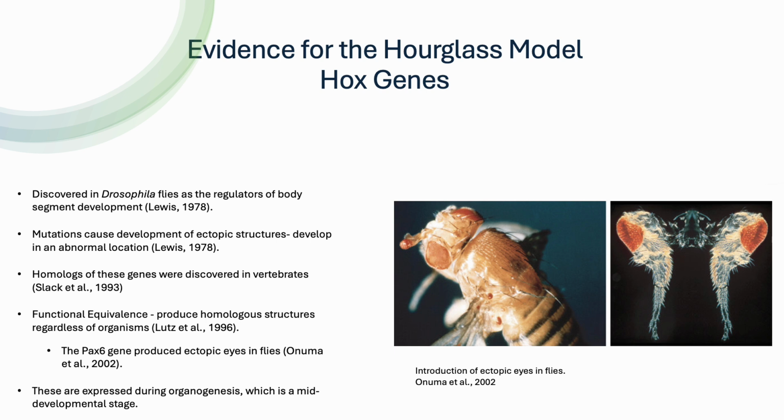Hox genes are of a similar class and control the development of specific organs. The picture on the right shows a study that expressed the eyeless gene from mice in Drosophila flies, which caused the formation of ectopic eyes. These genes are expressed during the organogenesis phase of embryonic development, which is a mid-developmental phase. Therefore, the presence of these genes supports the hourglass model.